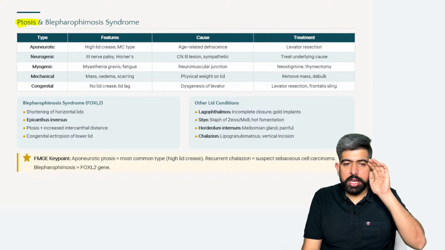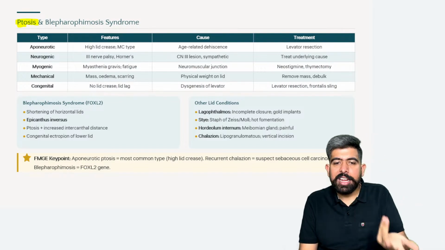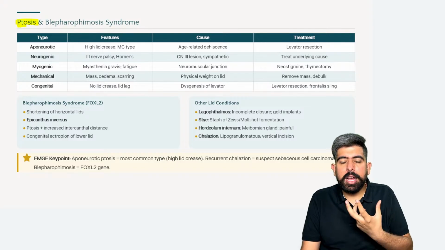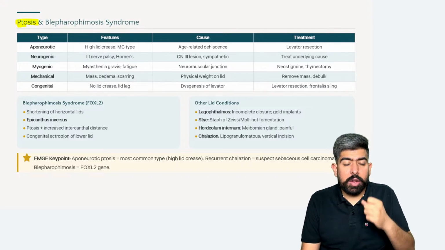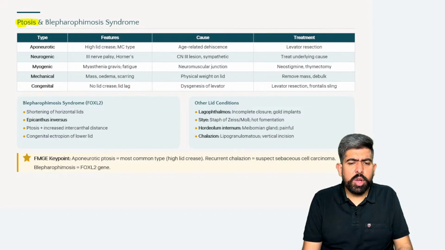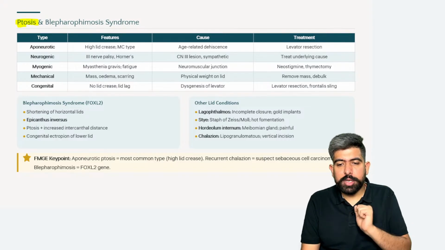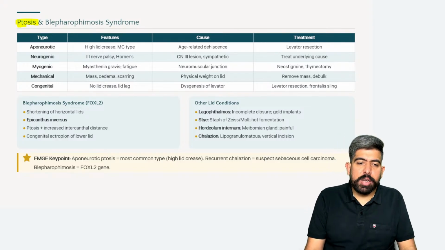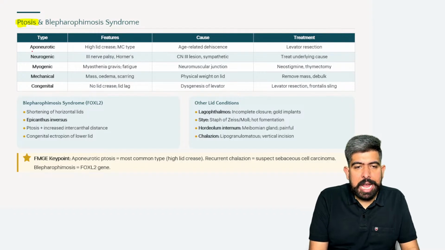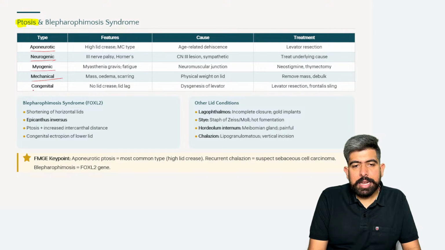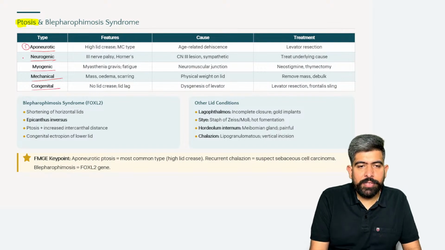It is involuntary, not voluntary, involuntary drooping of the eyelids. Now, talking about this ptosis, first we have to talk about the types of ptosis. In the types of ptosis, we have the aponeurotic, then the neurogenic, myogenic, mechanical, and congenital. So all 5 types of ptosis are mentioned over here, and we have to talk about all 5.